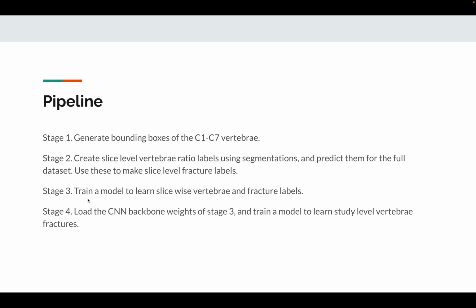Once we have these labels at slice level, we're going to train a model to learn slice-wise vertebrae and fracture labels. This will run for a long time, and then we're going to take the weights of this model and load the CNN backbone weights into a new model with the same architecture, slightly different output, and train a new model to learn the study level vertebrae fractures. So we only have 2,000 of those, so this one won't run as long.